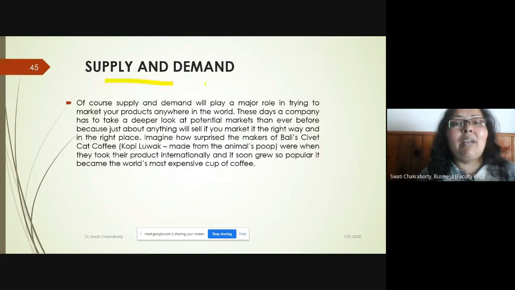Supply and demand, yes, it does play a major role anywhere, right? One has to look into the potential markets, to see what can be sold in that market, right? You have to choose the right way and the right place, right? So that's important.